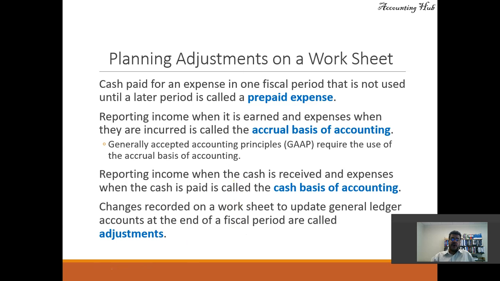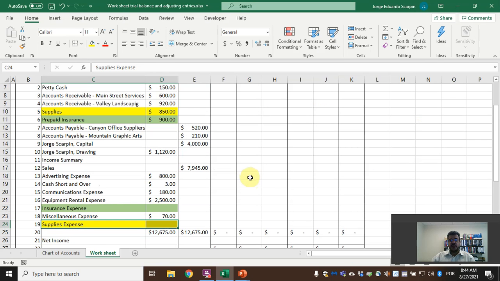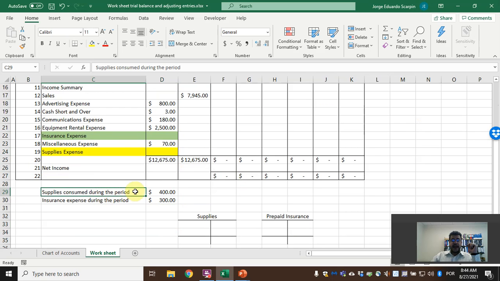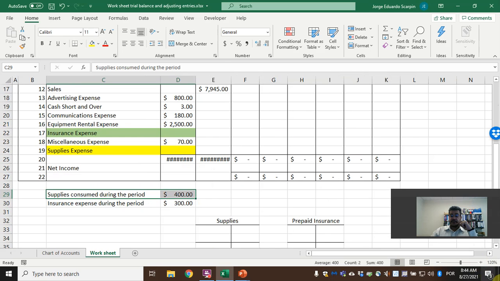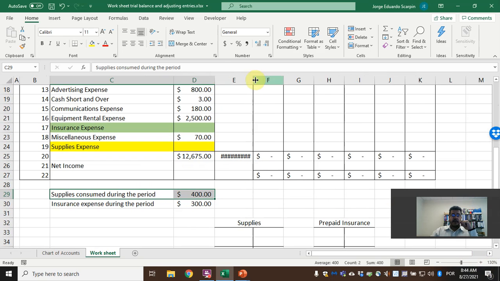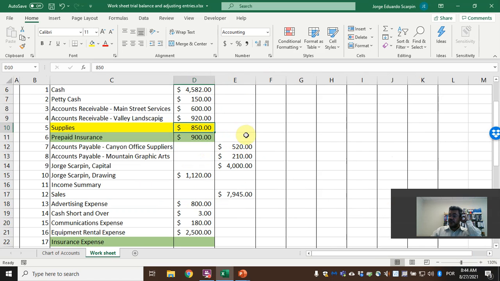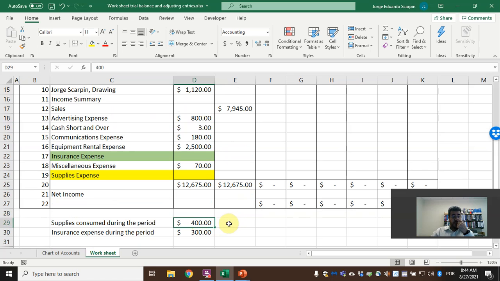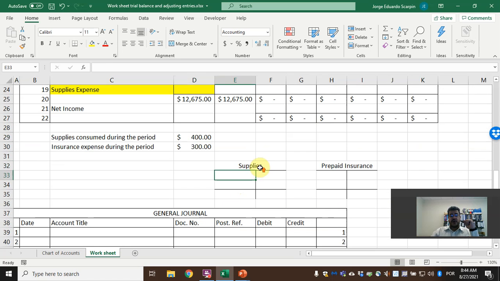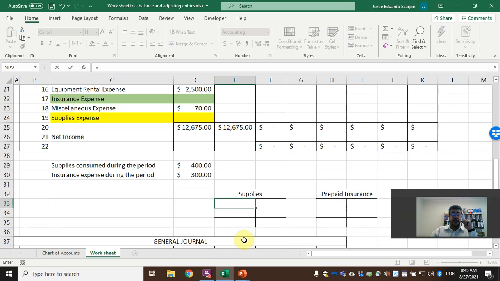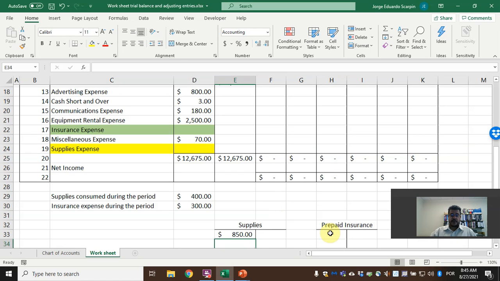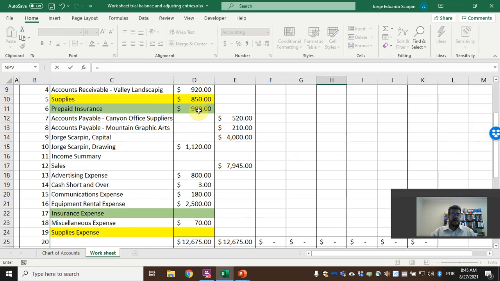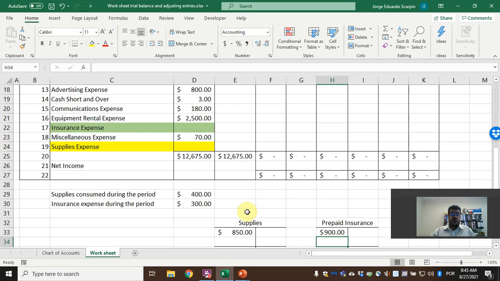And changes recorded in a worksheet to update general ledger accounts at the end of a fiscal period are called adjustments. So, let's come to our adjustment here. Supplies consumed during the period, $400. Okay, we have 850, but 400 were consumed. So, what do we have? Supplies, our beginning balance is 850. Prepaid insurance is 900.